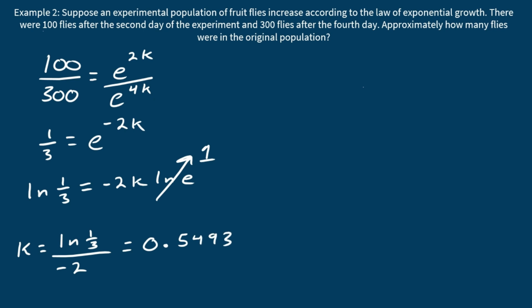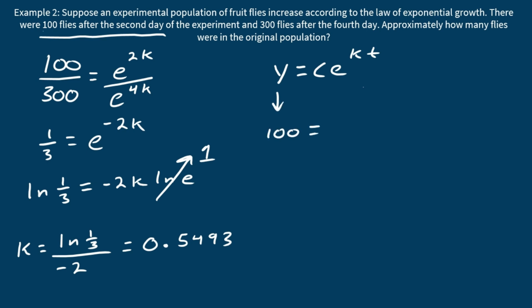So now that we have our k value, we want to solve for our c value. And what we can do is write our exponential model, and we can use the same one that we wrote before for any of the conditions. So I'm going to go ahead and pick the condition right here, 100 flies after the second day. So writing down our model, we have y is equal to ce to the kt. And in this case, we know that y is going to be equal to 100.